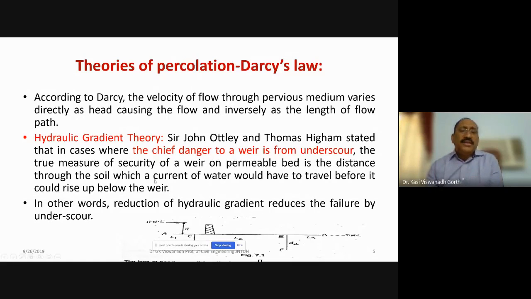So the true measure of security of a weir, the stability of a weir, the safety of a weir on a permeable bed or a permeable foundation is the distance through which the soil, which a current of water would have to travel before it could rise below the weir. In other words, a reduction of the hydraulic gradient reduces the failure by undercover. So if the hydraulic gradient is less, the chances of failure by the undercover will be less.